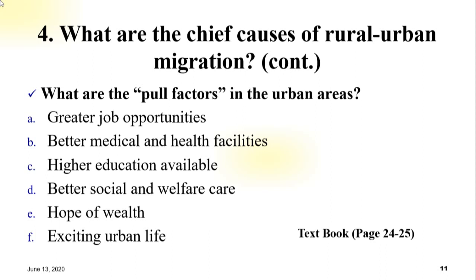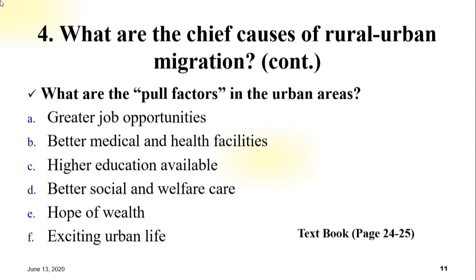Number 5, hope of wealth. It means there are many rich families in the city, so the opportunity of becoming rich is always in the city as well. They think that in the city there are a lot of rich families.